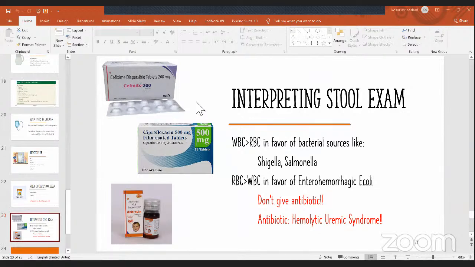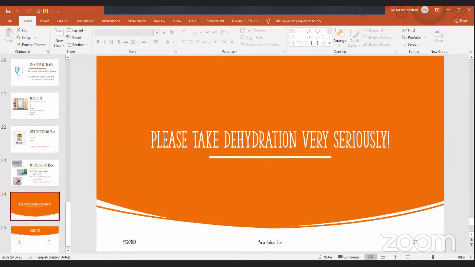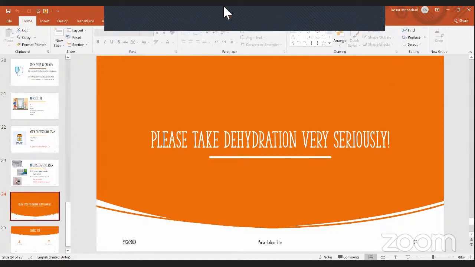And in cases of admission, ceftriaxone or cefotaxime, these are all third-generation cephalosporins, and also ciprofloxacin and azithromycin. And the duration of therapy is always 5 days. Okay. So at the end, I insist again that the most important thing to do is to restore the dehydration. Please take dehydration very seriously. And then after that, you can think about the etiology and the management of diarrhea. So I will be glad to hear your questions and answer them now.